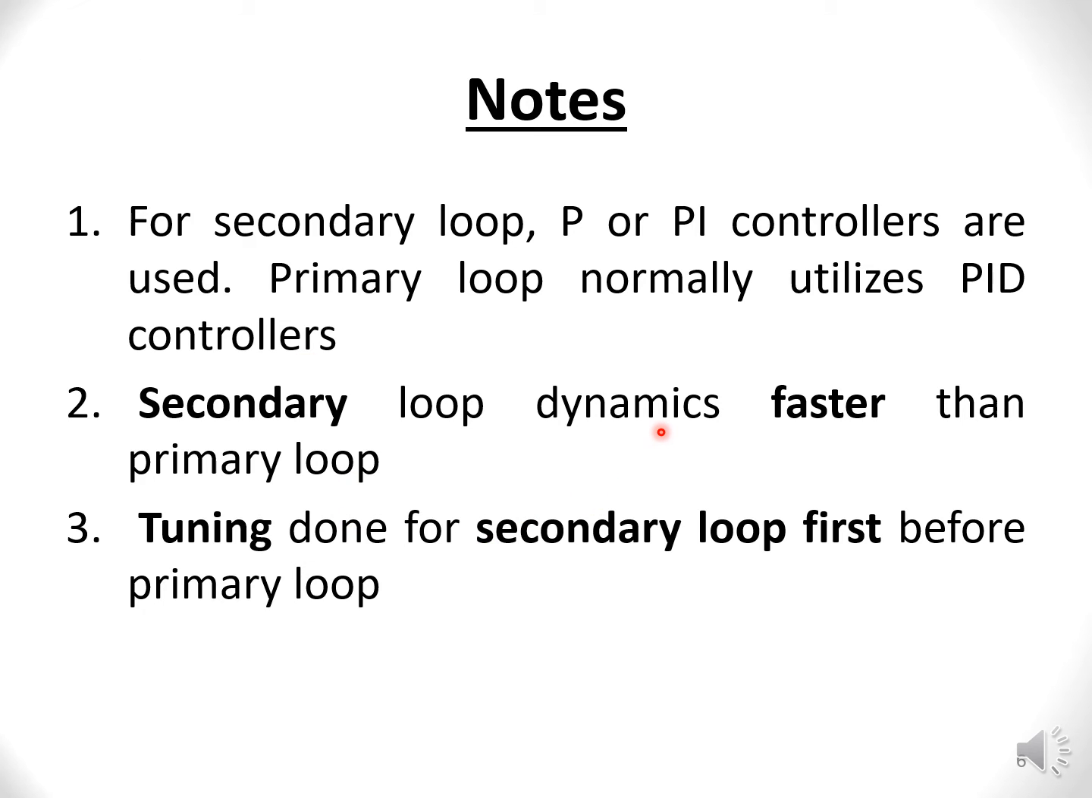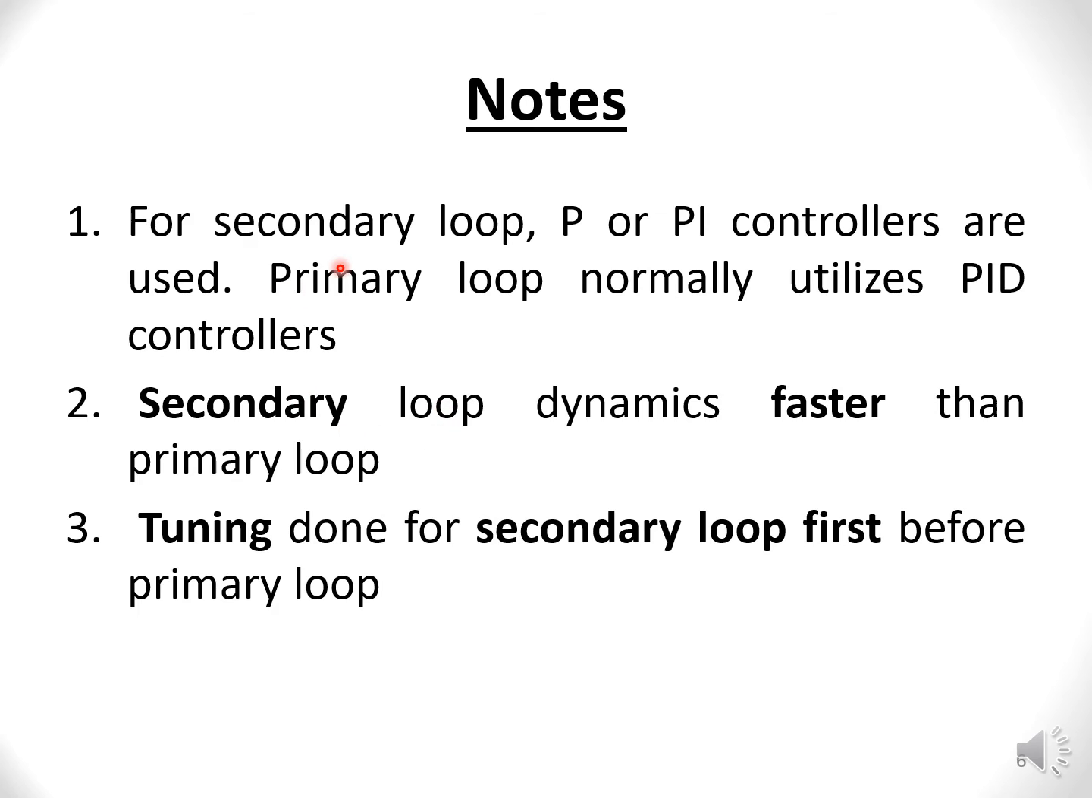It means the measurement has to be faster than the primary loop. It can be the same dynamics, time constant, same speed of dynamics, but should not be slower. So it has to be faster. It has to handle the control of the secondary loop, the change in the coolant, faster than the primary loop. So that is important. And normally it's the flow. The secondary is normally flow, it can also be temperature if both are okay, but normally it has to be flow.